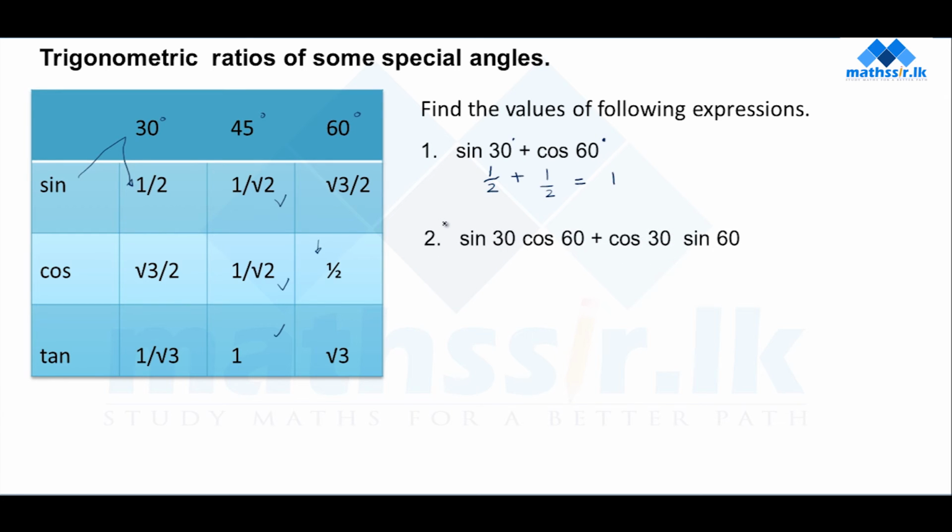Second one, sin 30, the term in between is multiplication. Sin 30 represents half into cos 60 half plus cos 30 root 3 over 2 into sin 60 root 3 over 2.